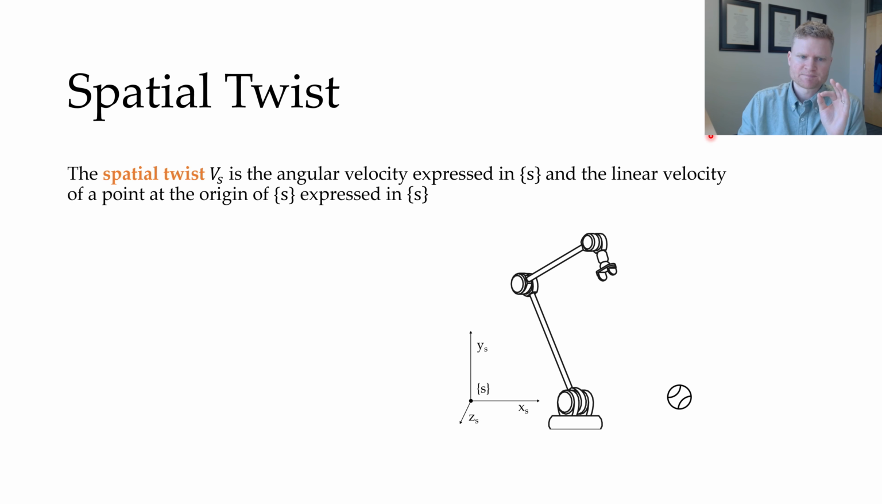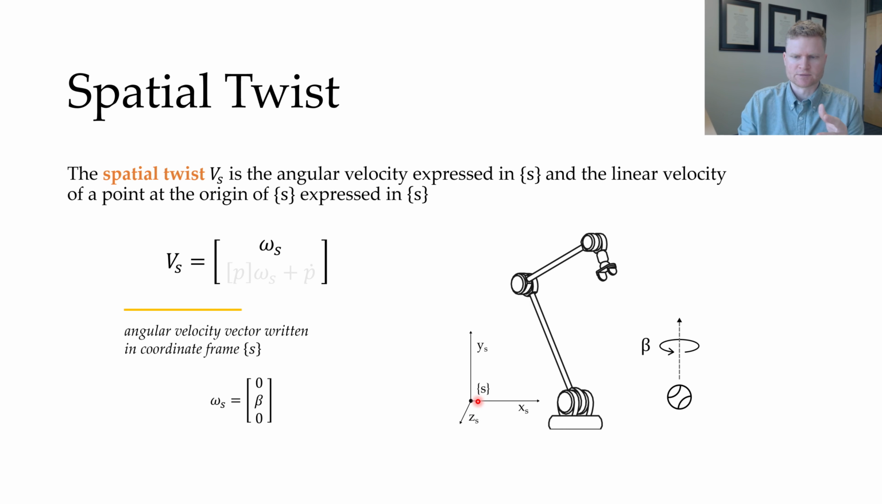Okay, so how do we find it? Well, the spatial twist has a bit of an unusual and I think challenging definition. Parts of it make sense and parts of it you have to kind of wrap your head around. So I'm going to do my best to explain it in today's lecture. The spatial twist V_S is the angular velocity expressed in frame S. And that part makes a lot of sense. I'm looking at this ball, I'm watching it spin, I'm just writing its angular velocity with respect to whatever I'm defining X, Y, and Z as. So I'm writing it in my frame. But the part that's confusing is going to be this linear velocity of a point at the origin of S expressed in frame S. So it's going to be a point at the origin of S. I want to write the linear velocity of that point in frame S.